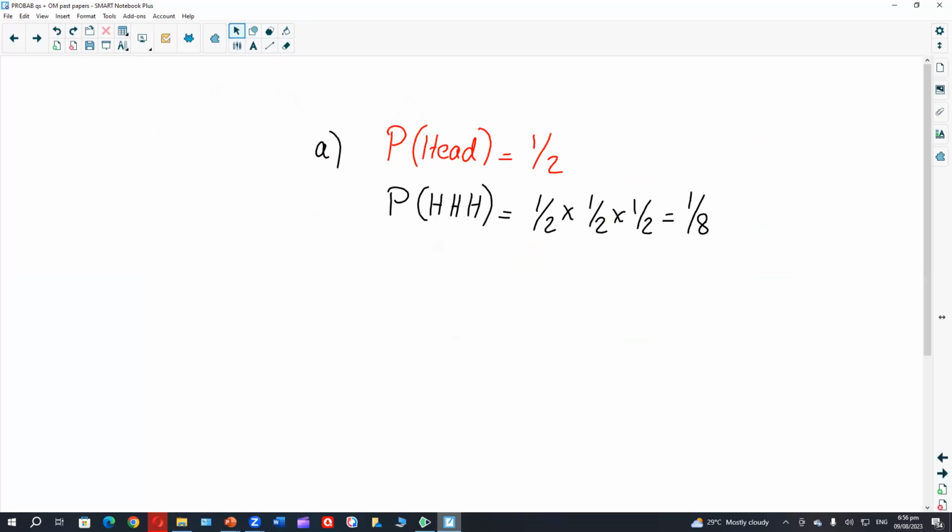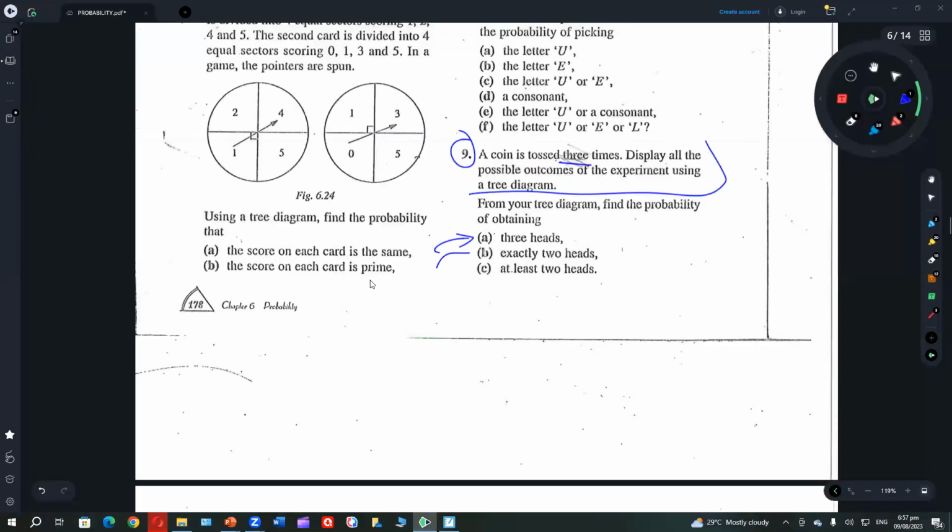So I write it here. Remember, and means multiply. So first copy the part A solution. Yes, sir, I did. 3 head. Sir, it says 3 head. Exactly 2 heads.